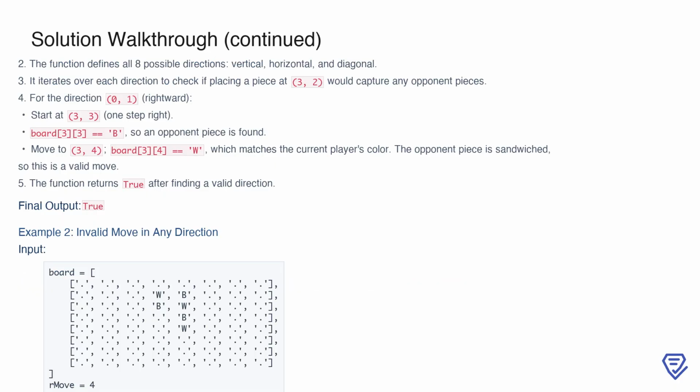Now, the function defines all 8 possible directions, which include horizontal, vertical, and diagonal paths. It then iterates through each direction to check if placing a piece at 3, 2 will result in capturing opponent pieces. For the rightward direction 0, 1, the function starts at cell 3, 3, which contains B, indicating an opponent piece. Moving further to 3, 4, it finds W, which matches the current player's color. This establishes that the opponent piece at 3, 3 is sandwiched, making this a valid move. As soon as a valid direction is confirmed, the function returns true, indicating that the move is legal.